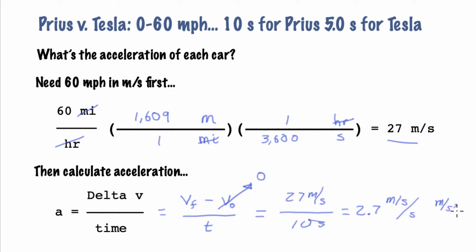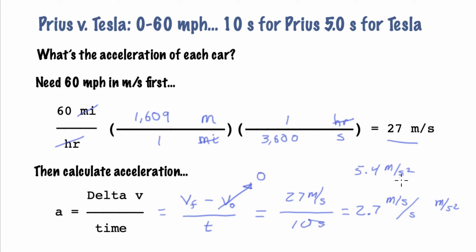Now, we have to also calculate the acceleration of the Tesla. It has the same change in velocity, but the time, instead of being 10 seconds, is only 5 seconds. So instead of dividing by 10, you divide by 5, and you end up with an acceleration of 5.4 meters per second squared. Acceleration actually is twice as great. So you're going to want to jot those numbers down because we're going to need them for the next part of this problem.